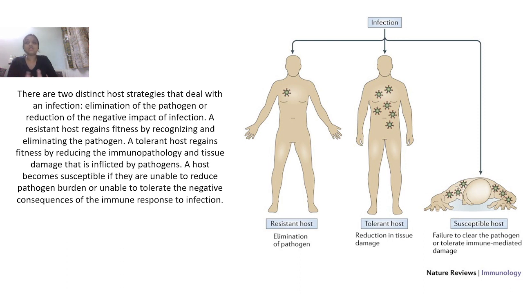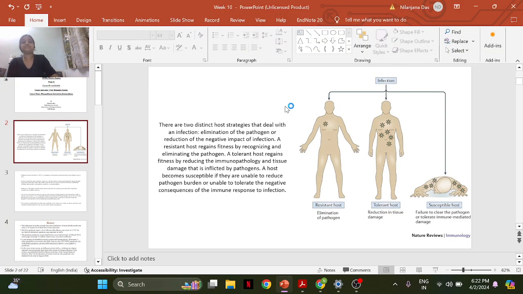So you also can decide which one you are. Sometimes some people are too susceptible towards some infection. Some people won't have any infection, some people will somehow have infection. So there are different kinds of persons having varying amounts of immune responses and varying amounts of susceptibility to infection. It can be broadly divided into these three types: resistant, tolerant, and susceptible.